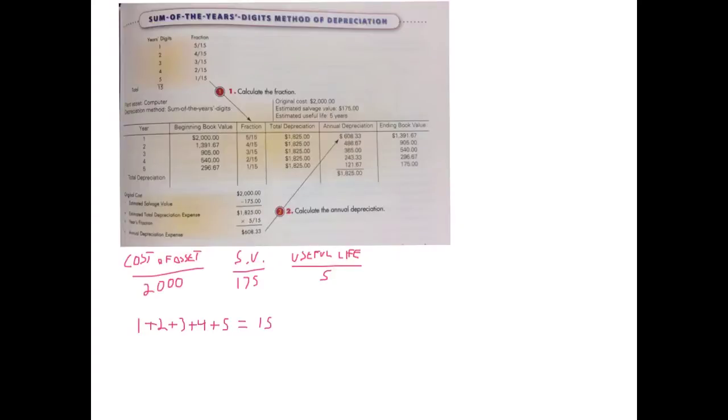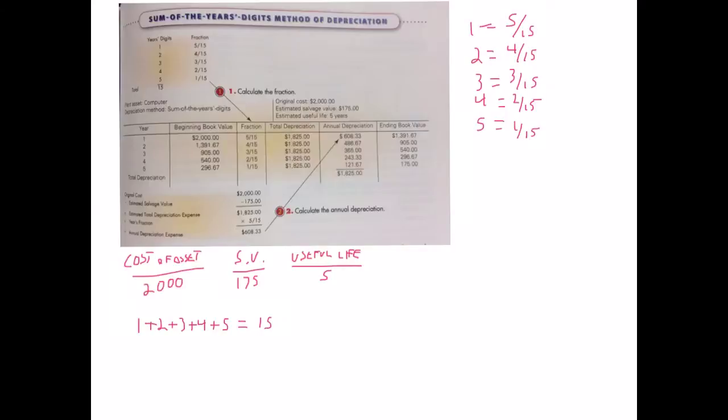So in year one, we're going to depreciate 5/15 of our value. In year two, we're going to depreciate 4/15. Year three, 3/15. Oh, I'm sorry, this is year four. Year four is 2/15, and year five, we're going to depreciate 1/15 of the value.